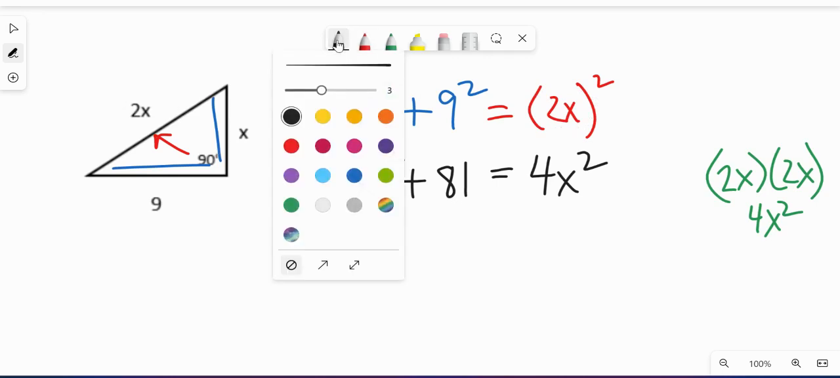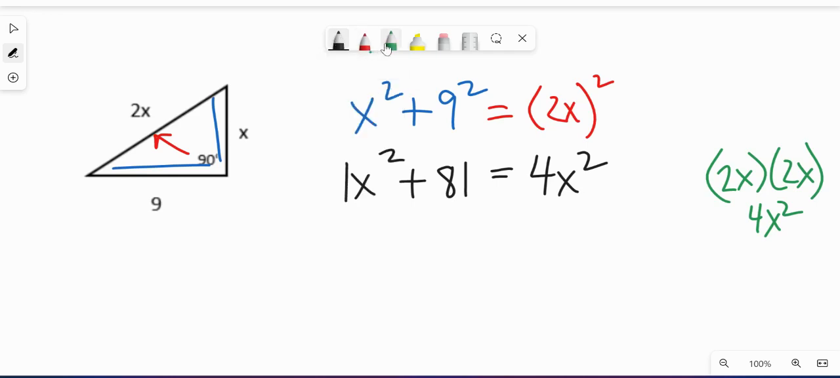Okay. Now remember there's a 1x squared here. Now if I want to get x by itself, I have to subtract 1x squared from both sides.